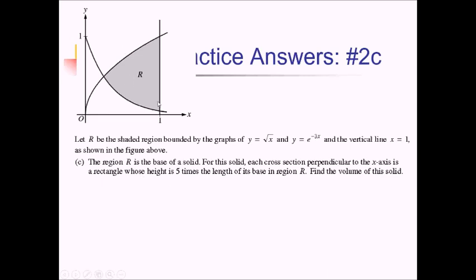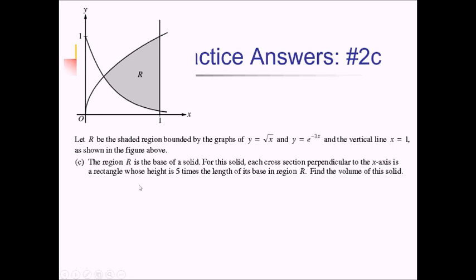For the last part of this problem, we're told that R is the base of a solid, and for this solid, each cross-section perpendicular to the x-axis is a rectangle whose height is 5 times the length of its base. We want the volume of the solid. So this is kind of like part B, where you're taking an area formula and integrating it across the interval. We're still going to be using the interval from A to 1, only this time around the shape is going to be these rectangles instead of washers.